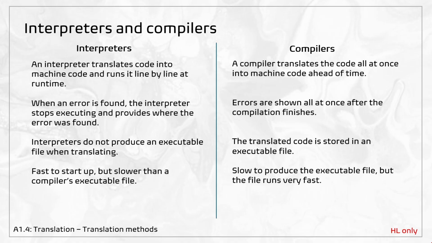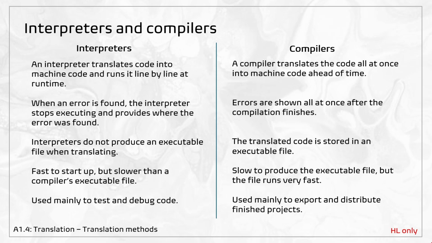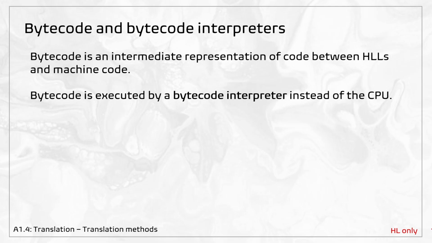Thirdly, interpreters are faster to start up than compilers. However, interpreters are generally slower than the executable file the compiler produces. Because of these traits, interpreters are usually used to test and debug code, while compilers are used to export and distribute finished products.